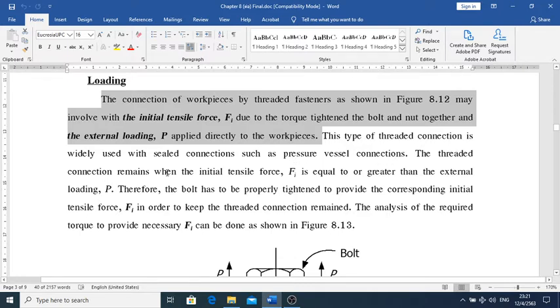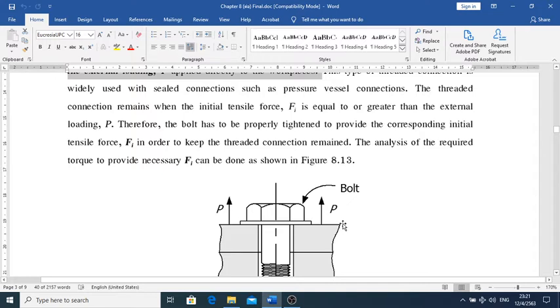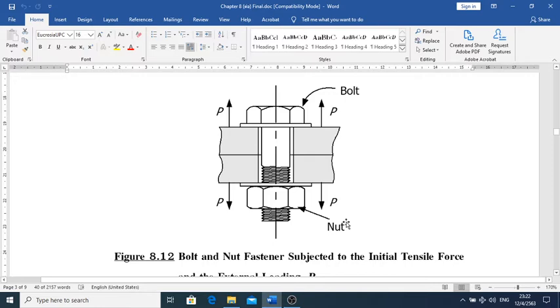The connection remains tight when the initial force of F sub I is equal to or greater than the external loading force P. Therefore, the bolts must be properly tightened to provide the corresponding initial tensile force of F sub I in order to keep the connection tight. The analysis of the torque required to provide F sub I can be done as shown in figure 8.13. So we have to provide an F sub I great enough to hold the workpiece together. Otherwise we are going to cause leakage between the two pieces of the workpiece.